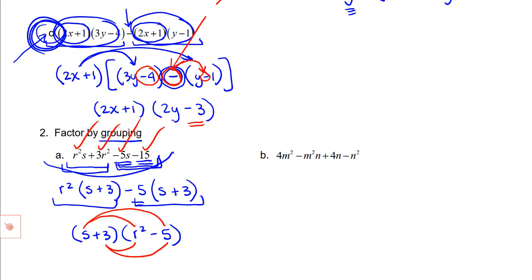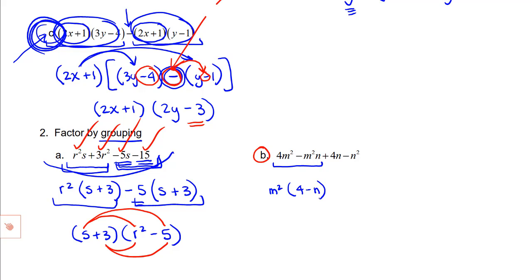In factoring, you should never get any wrong because checking is so easy, right? Okay, you try B. Alrighty, group 1. What's common? M squared. What's left?